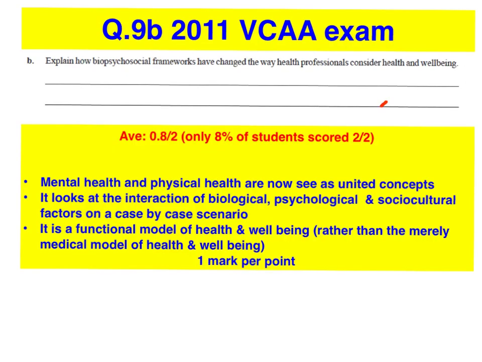So 1 mark for any of the following points made. Mental and physical health are now seen as united concepts. It looks at the interaction, and you've got to mention all three: biological, psychological and sociocultural. Finally, you could identify that it's a functional model rather than a static medical model.